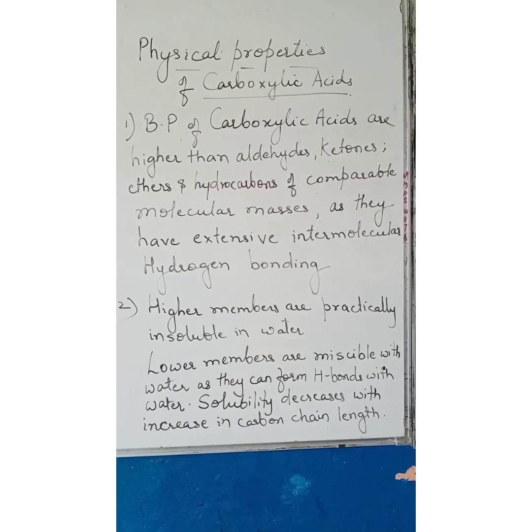Physical properties of carboxylic acid. The boiling points of carboxylic acids are higher than aldehydes, ketones, ethers and hydrocarbons of comparable molecular masses, as they have extensive intermolecular hydrogen bonding present between them.